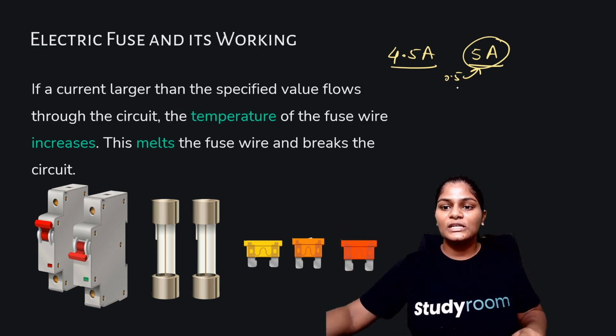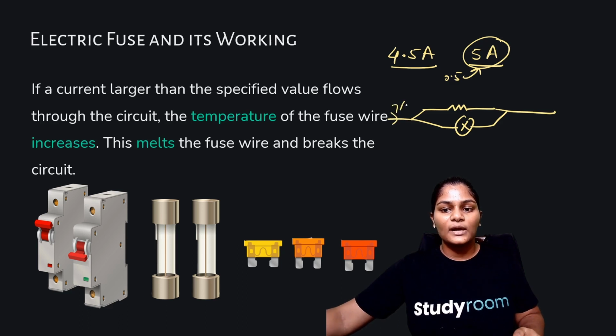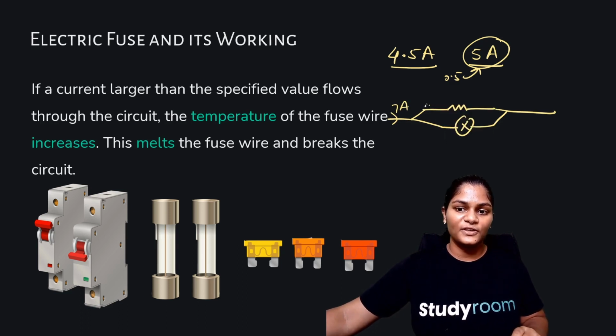Why is it connected in series? Did anyone think about that? Say this is our fuse and it is connected in parallel to my appliance. If this is my appliance X, what will happen? If a 7 ampere current comes from here, how would the fuse break the circuit? If it goes from here, the fuse might break.